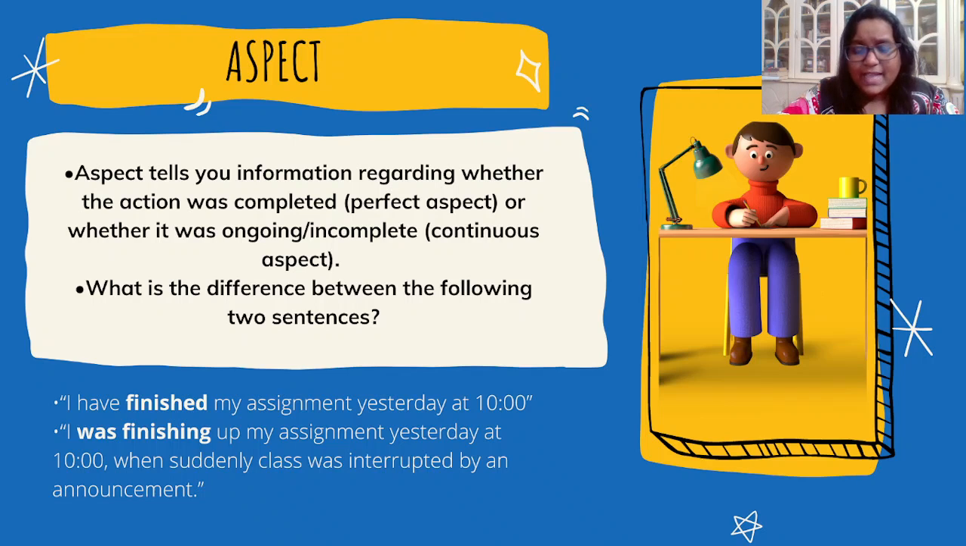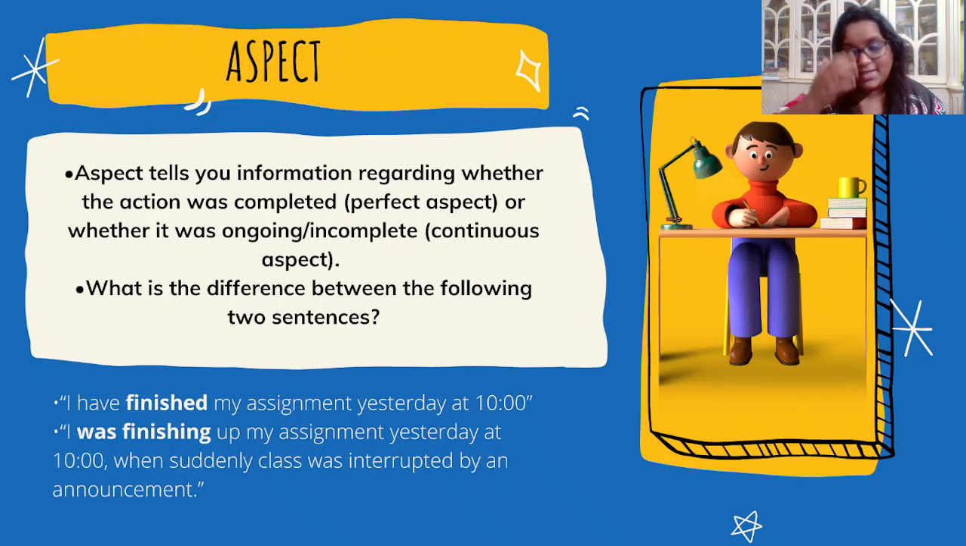I have finished my assignment yesterday at 10. I was finishing up my assignment yesterday at 10 when suddenly class was interrupted by an announcement. If you look at these two sentences, the glaring difference is that in the first sentence, the action is already completed. There is nothing more to happen. I have already finished my assignment.